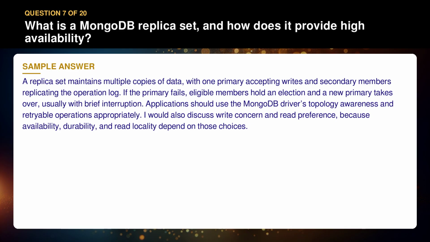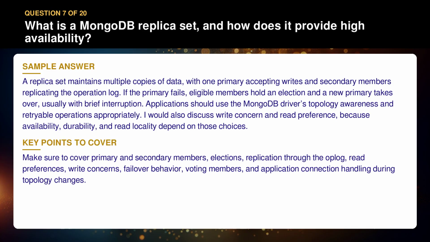I would also discuss write concern and read preference, because availability, durability, and read locality depend on those choices. Make sure to cover primary and secondary members, elections, replication through the oplog, read preferences, write concerns, failover behavior, voting members, and application connection handling during topology changes.